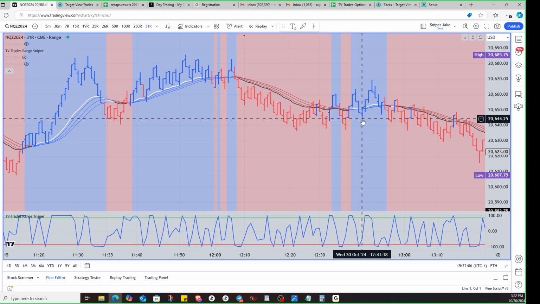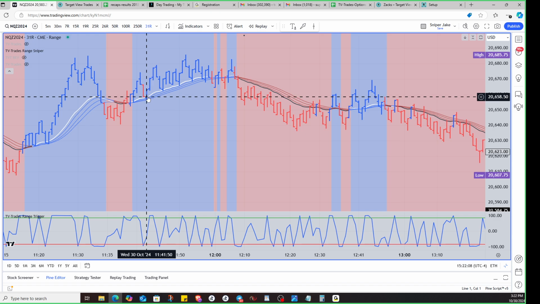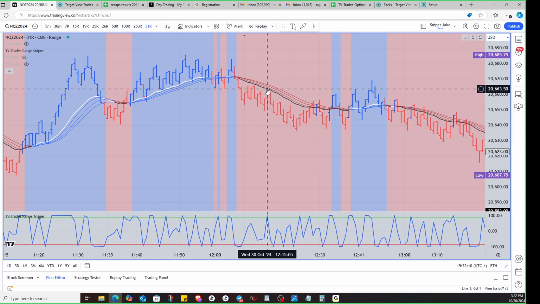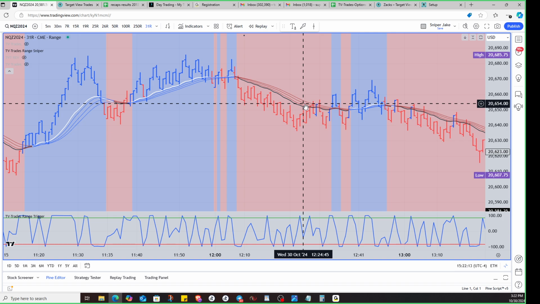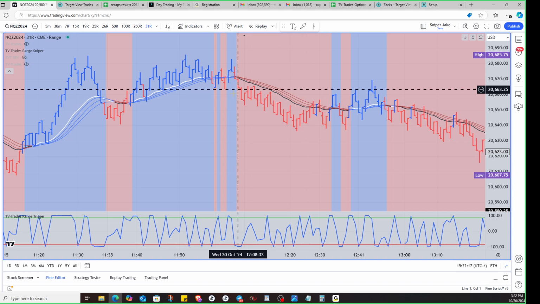The color is pretty good, but if you're going long, you want the white to be on top, and if you're going short, you want the black to be on bottom. You want to clearly be able to see that: the white on top and the black on bottom.